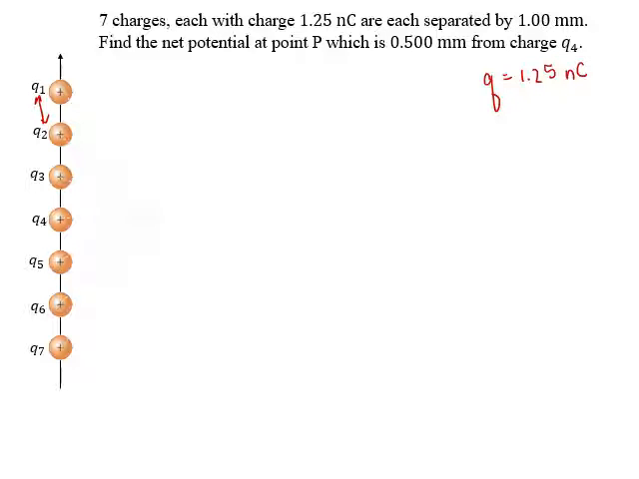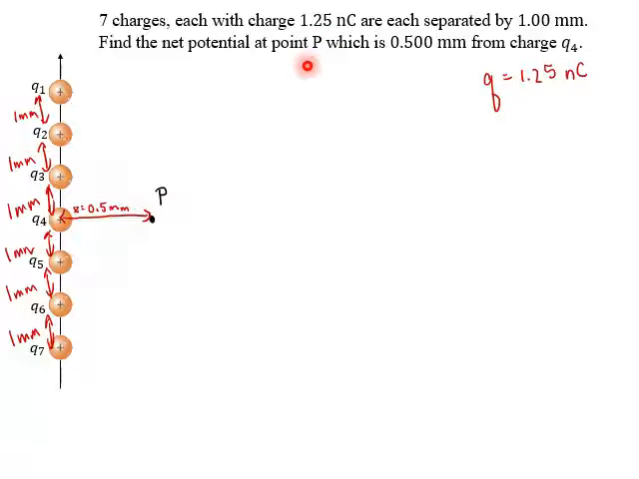Let's see if I can squeeze that in the diagram. So 1 millimeter, 1 millimeter, and so on for all of them. Okay, so they're all evenly spaced out. Find the net electric potential at point P, which is half a millimeter from charge Q4. So let's put point P on our diagram. That's going to be right here. And the distance from here is going to be x equals 0.5 millimeters. Okay, I'm sacrificing significant digits for space here.